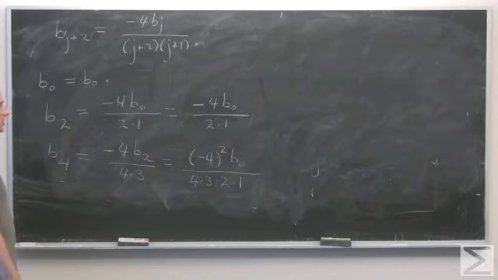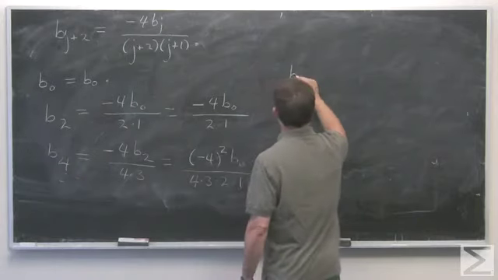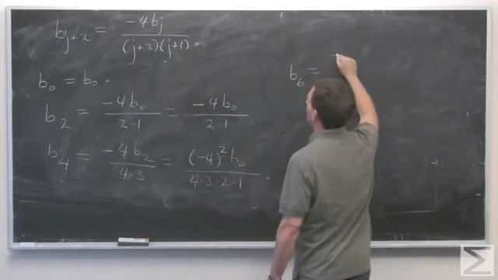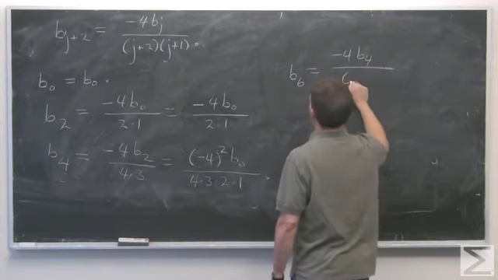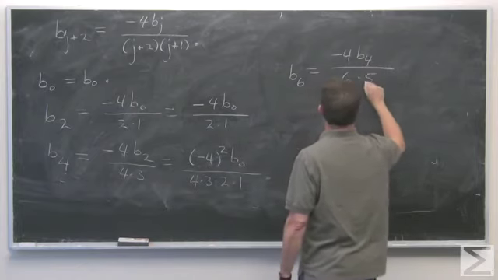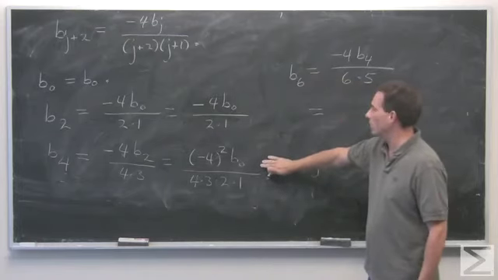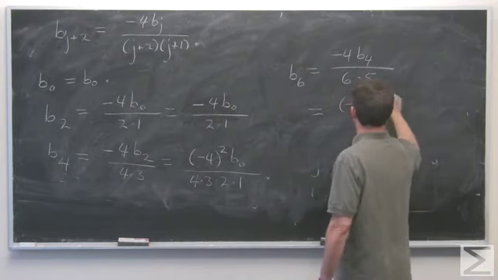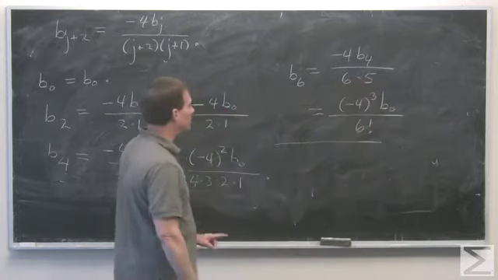Okay. So let's do one more. B sub 6. That's when j is 4. It is minus 4 b sub 4 over 6 times 5. So you multiply this by another minus 4 and divide by 6 times 5. So you get a minus 4 cubed b naught over 6 factorial. Hopefully, at this point, you can see what's going on.